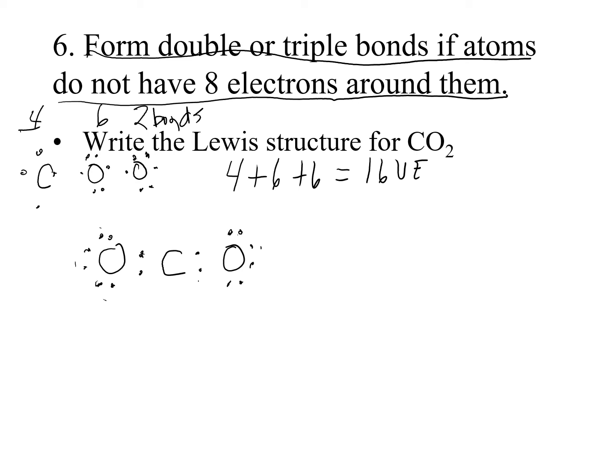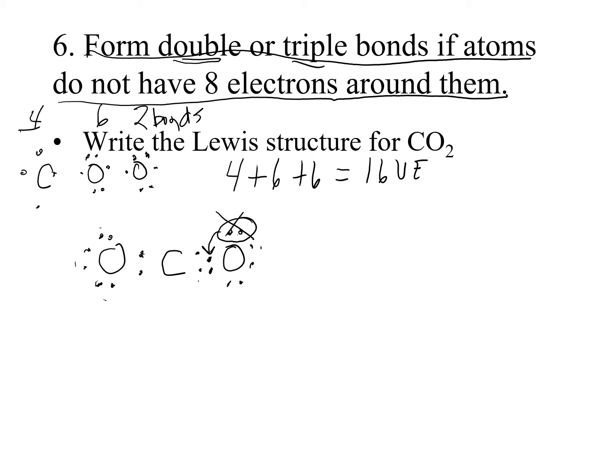We've used up all of our valence electrons. So this is when we go to rule number 6, that we're going to need to form a double or a triple. We start with double bonds first. So carbon is not happy because it only has 4 electrons. Oxygens are good, but oxygens are willing to share with carbon. So I can take a pair of electrons and move those to the center between my carbon and oxygen.